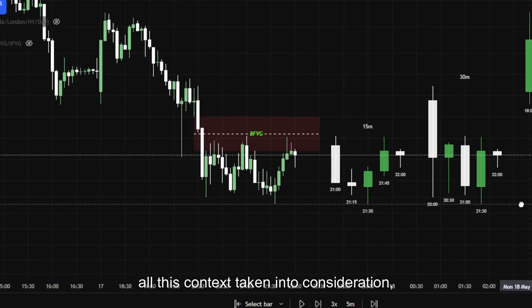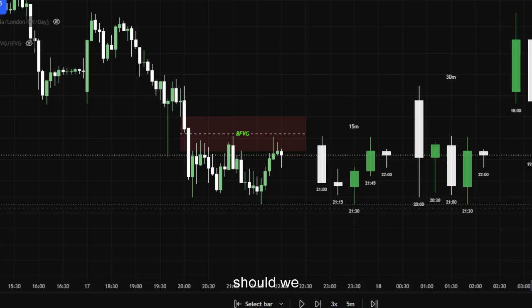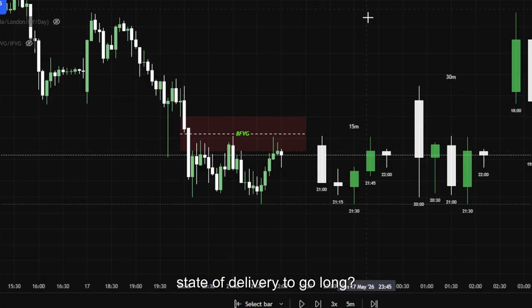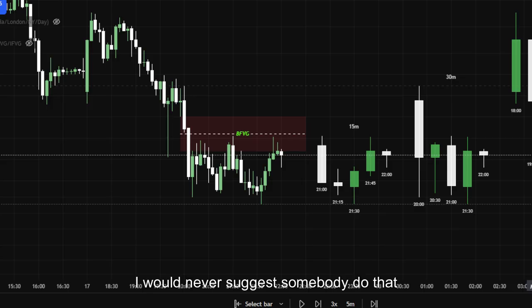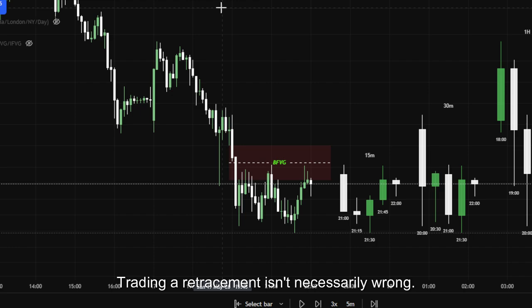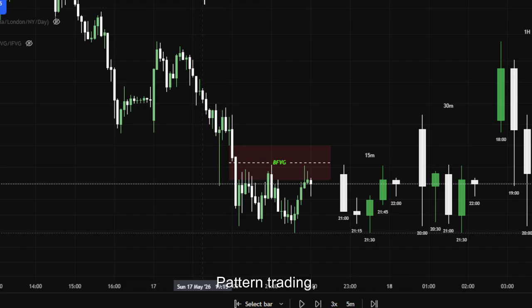Okay. All this context taken into consideration, should we be considering this as like, yes, this is step 1. We should start going down into the lower time frames, looking for the change in the state of delivery to go long? No, I would never suggest somebody do that based on everything else playing out in the context. If you do, you are pattern trading and you are trading a retracement. Trading a retracement isn't necessarily wrong. Pattern trading, if you are pattern trading, you will not be a profitable trader long term.